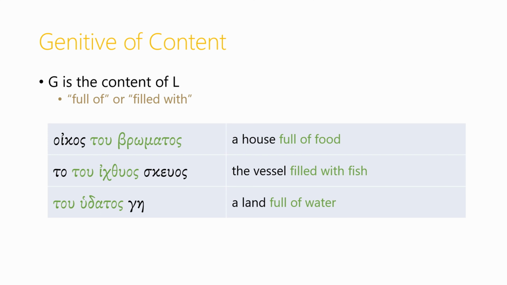Notice here that the English words full of or filled with are just implied by the genitive case of the genitive nominal. And again, how do we know to add those English words? Well, we have to start off asking what's the relationship between food and a house, or between fish and a vessel. And then we remember, the genitive often indicates a relationship of content to container. And so we infer from that the relationship in this case is one of content.